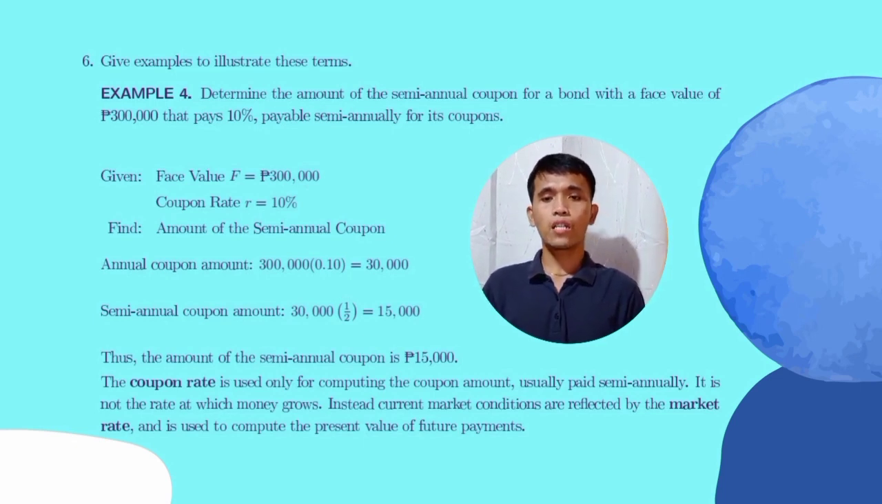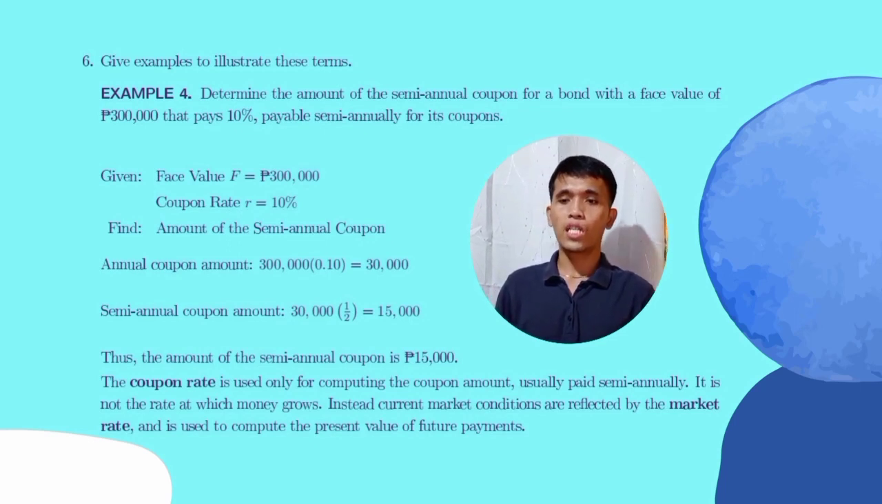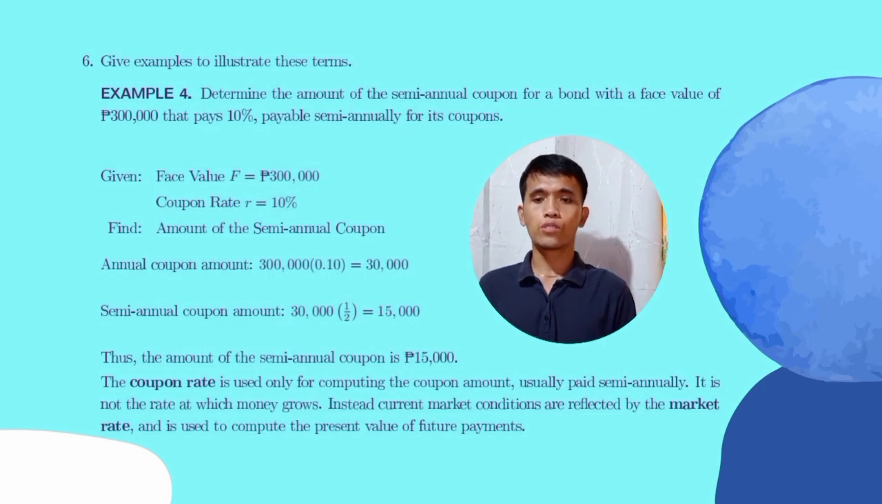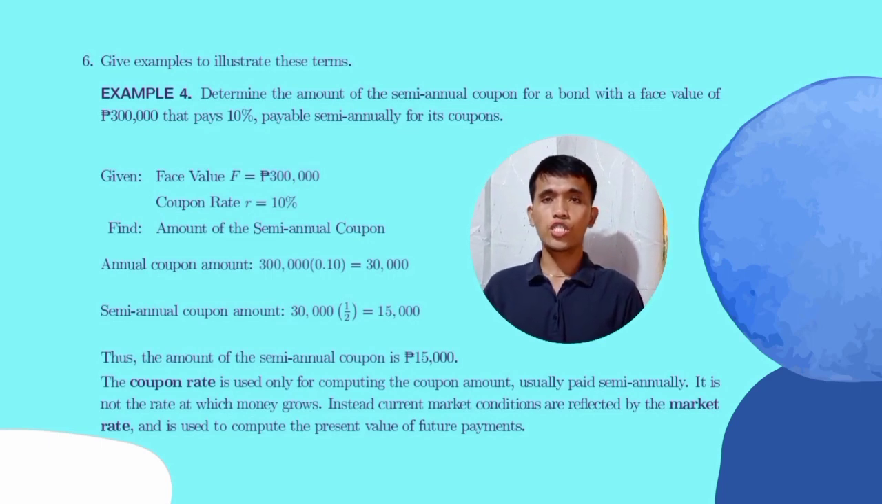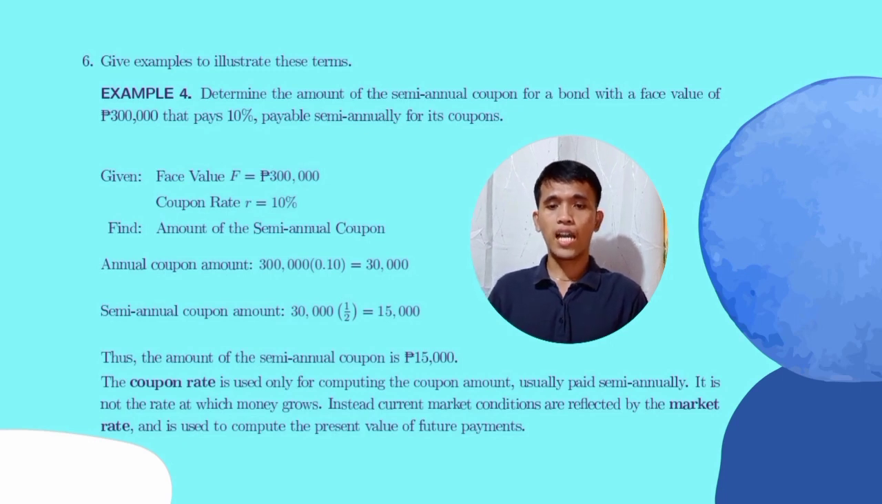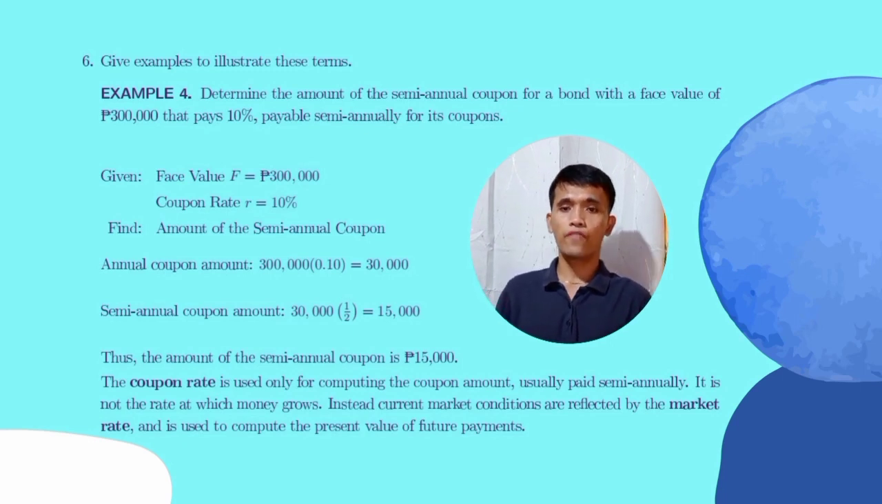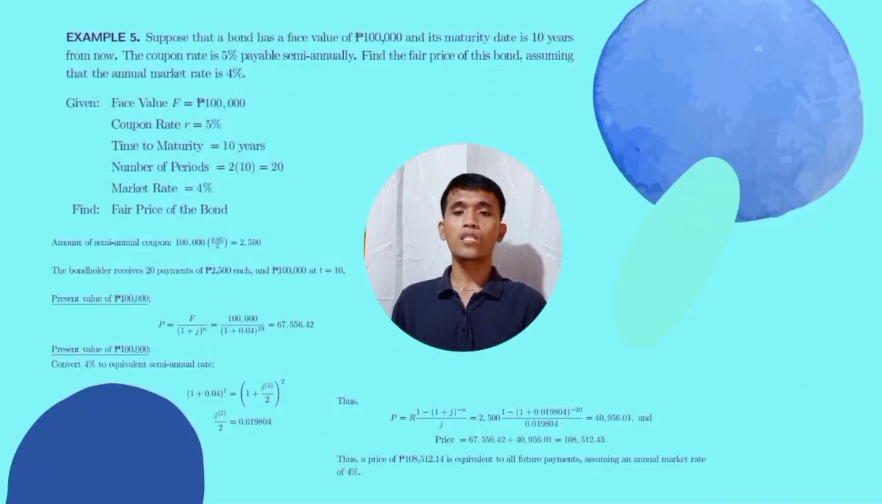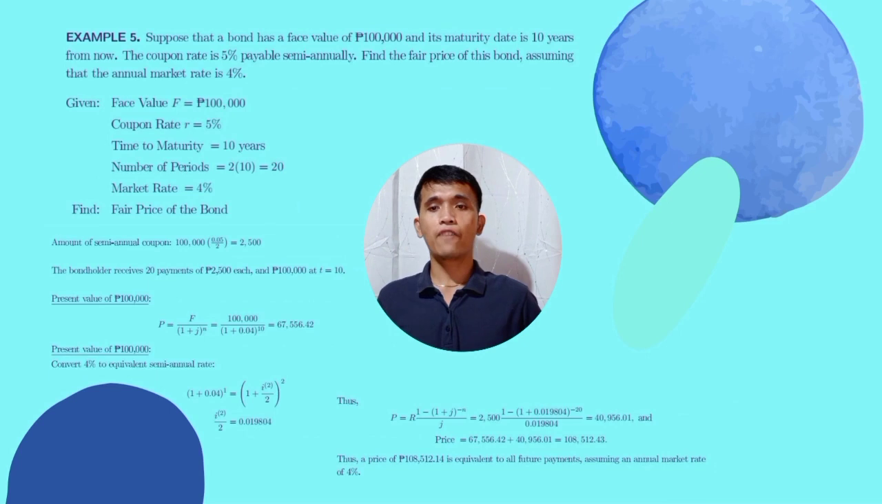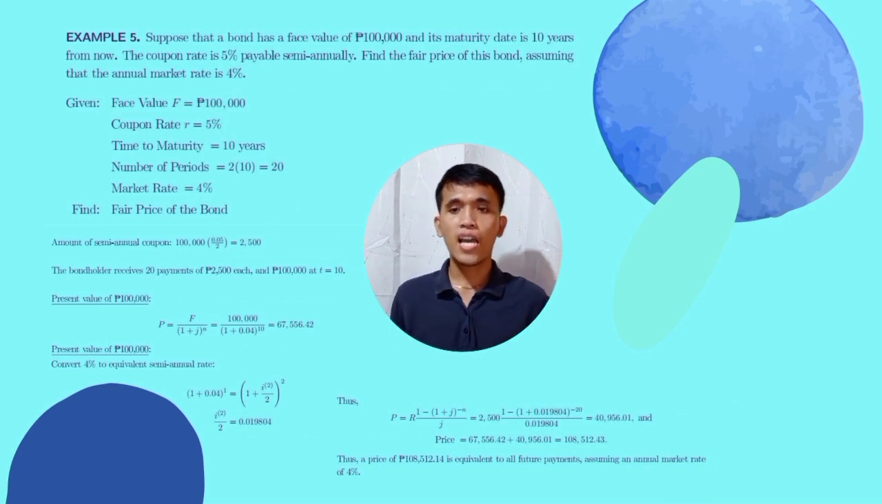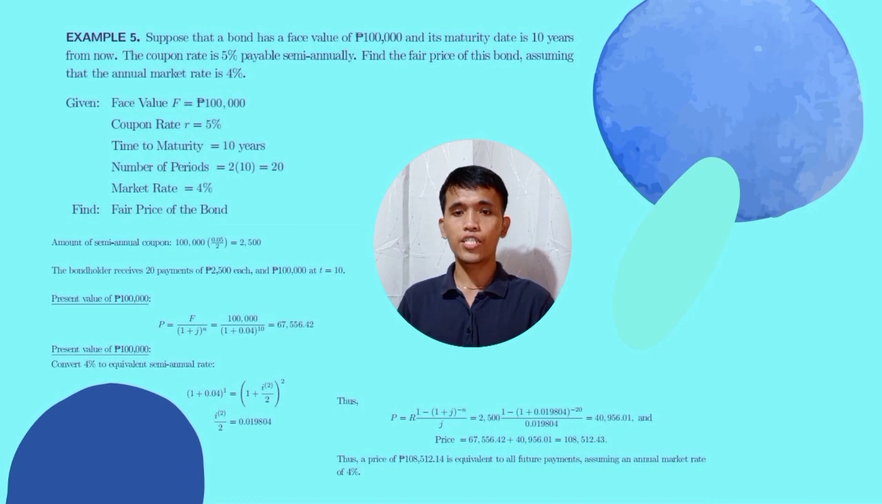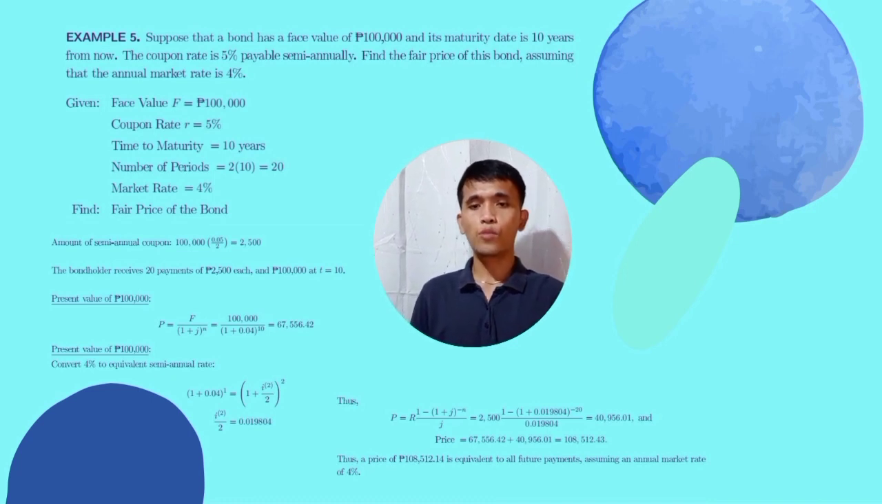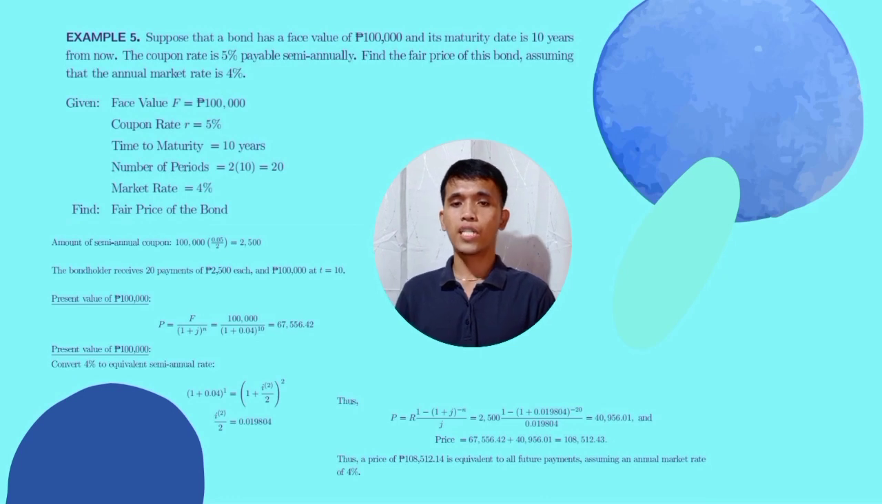The coupon rate is used for computing the coupon amount, usually paid semi-annually. It is not the rate at which money grows. Instead, current market conditions are reflected by the market rate, which is used to compute the present value of the future payments. Example number 5. Suppose that a bond has a face value of 100,000 pesos and its maturity date is 10 years from now. The coupon rate is 5% payable semi-annually. Find the fair price of this bond assuming that the annual market rate is 4%.